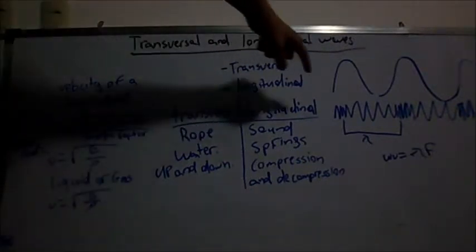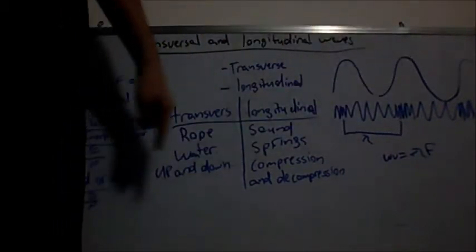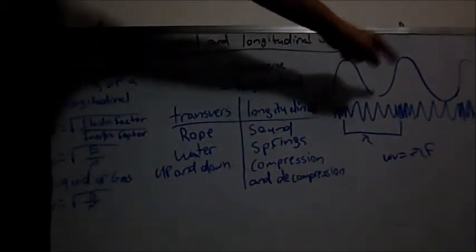Here you can see a drawing of the two waves: the longitudinal with the compressions, and the normal transverse wave that goes up and down.